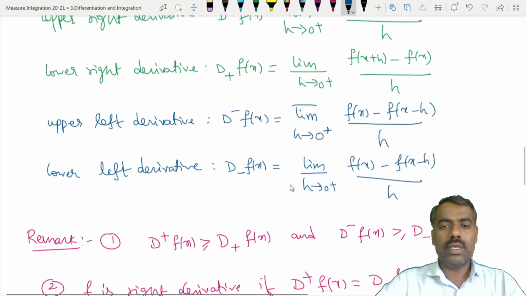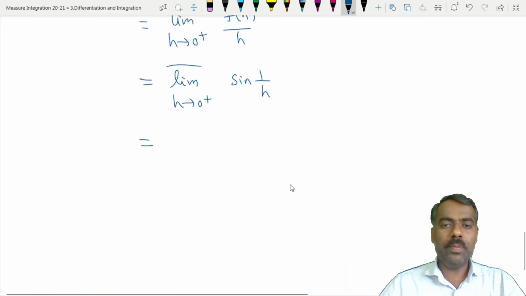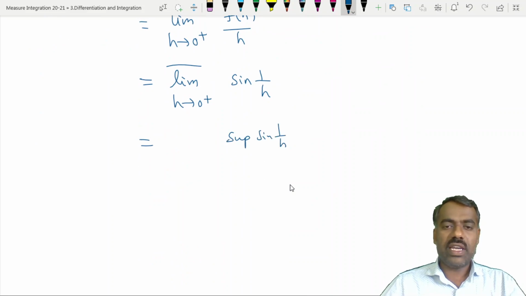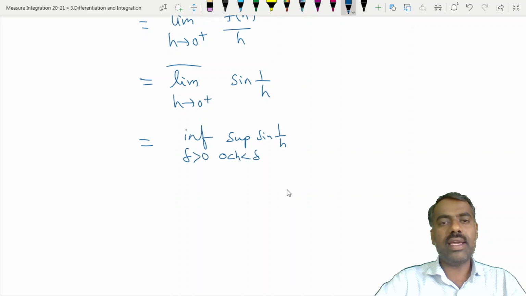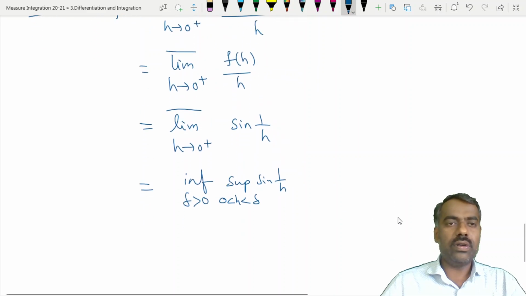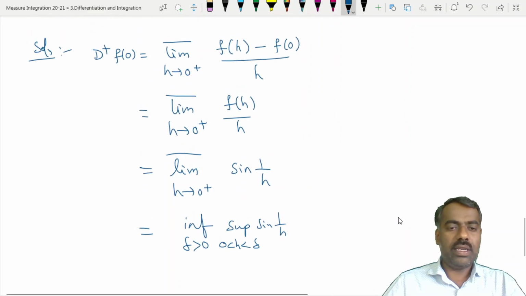is, first you find the supremum of this function sine 1 by h, where h is between 0 and delta, and then find the infimum over all delta greater than 0. Okay, so we want to calculate this value. So what should we guess?